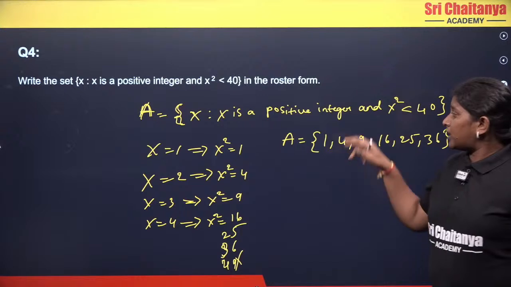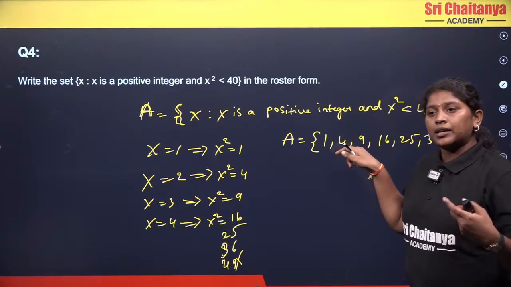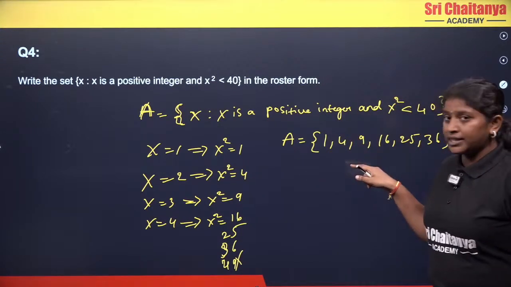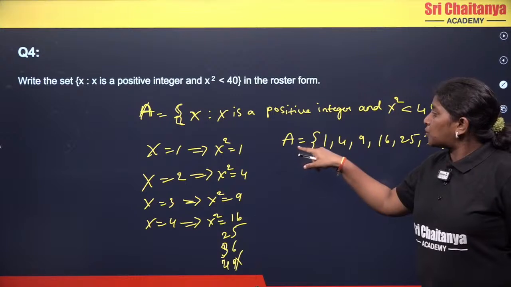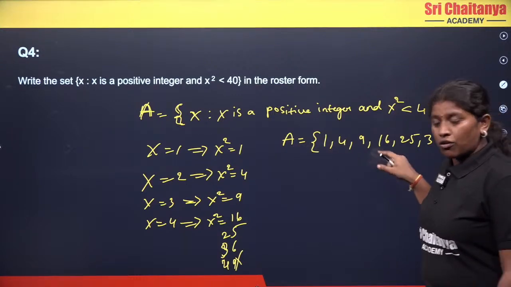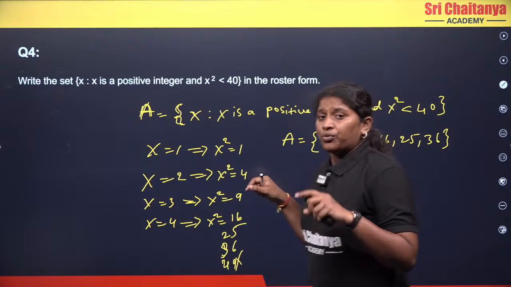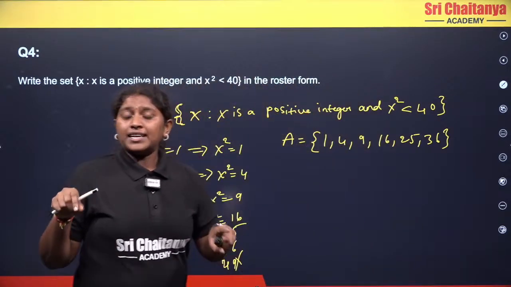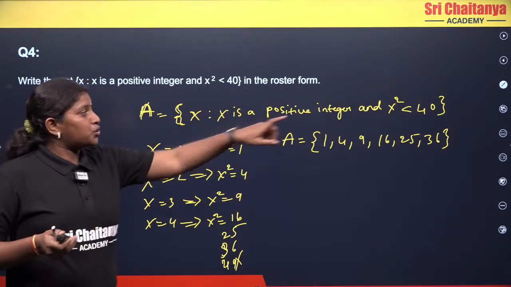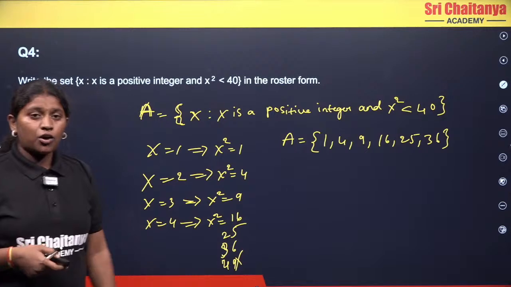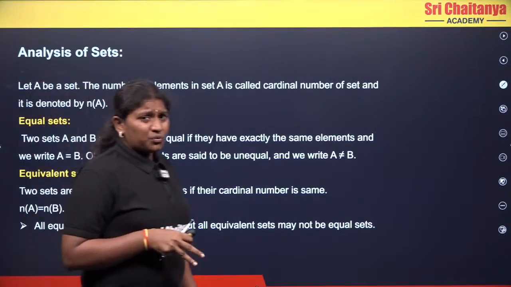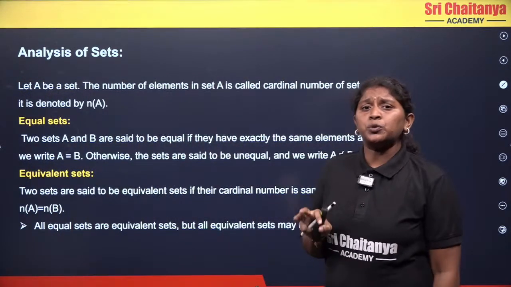Okay. So they gave the question in the set builder form and we are going to find the roster form. So A will be equals to the set of 1, 4, 9, 16, 25 and 36. We are not going to consider 49 as it is mentioned that x square should be less than 40. Now moving to the next, we will discuss about analysis of the two sets.